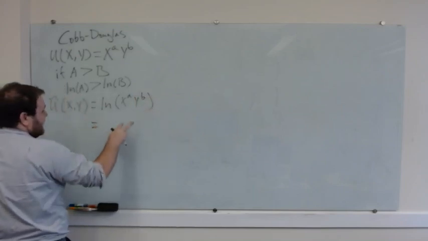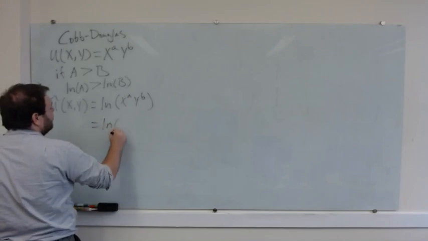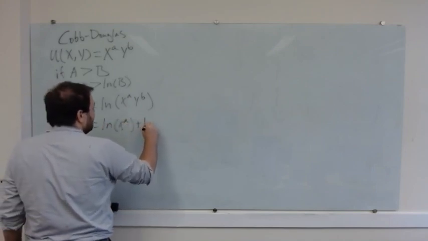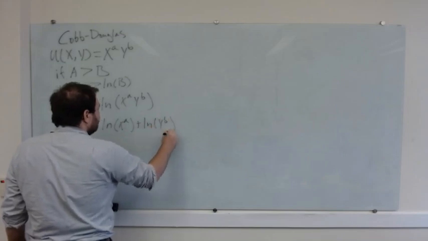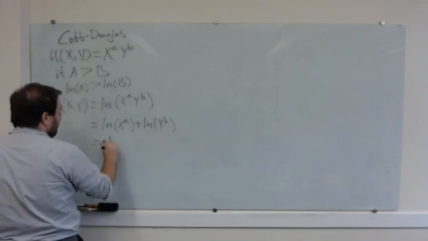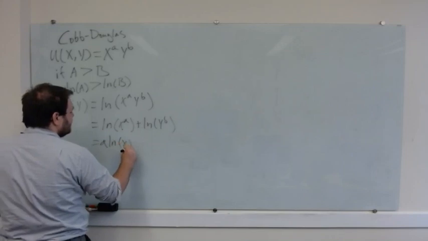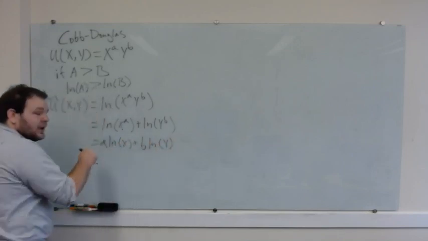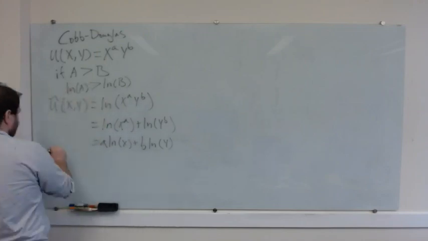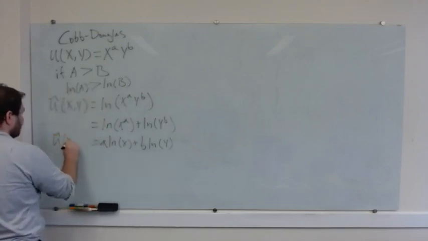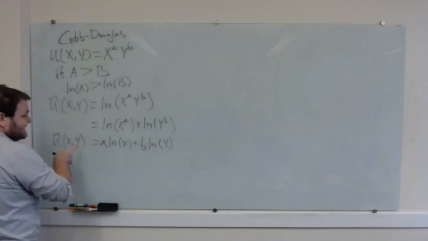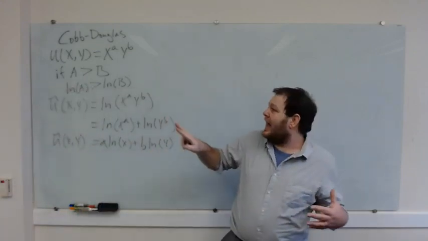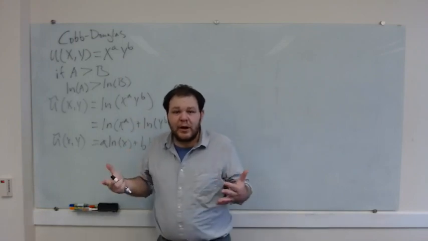And this is going to end up, because of log rules, being equal to natural log of x to the a plus the natural log of y to the b, which is the same as a times the natural log of x plus b times the natural log of y. Now, why is this useful? Right, and u tilde of x and y conveys exactly the same information, represents exactly the same preferences as u of x and y. So why do we want to do this?